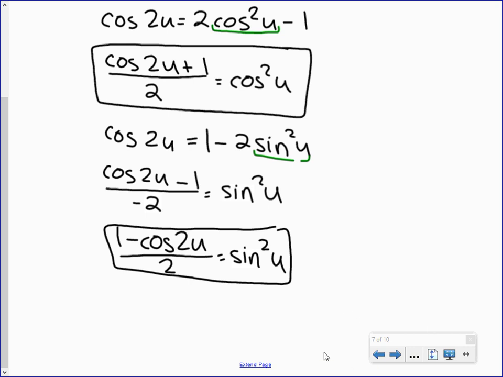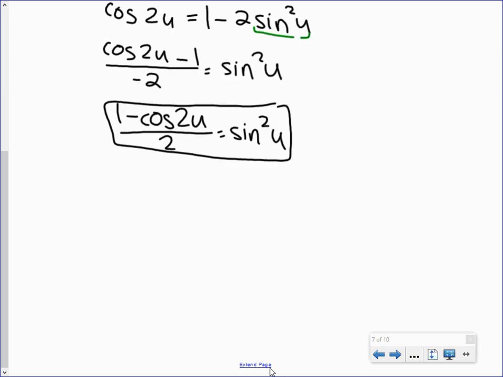Now, for the tangent, we're actually going to use one of our identities from earlier in the chapter. If you look at the tangent double angle formula, I mean, we could attempt to solve for tangent squared, but it's not going to be real nice. It's in the denominator there. So probably a better way to get your power reducing for tangent squared is to think about it as your quotient identity. It's really sine squared divided by cosine squared. And then we just said sine squared is 1 minus cosine 2u over 2.